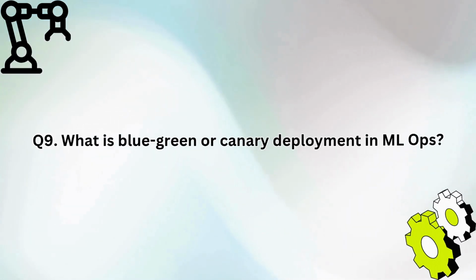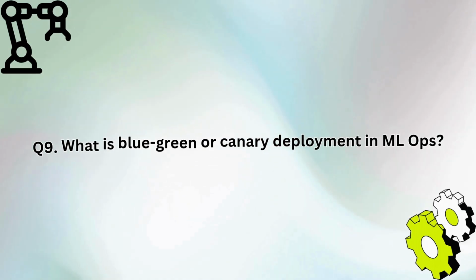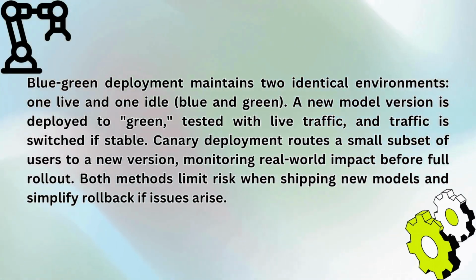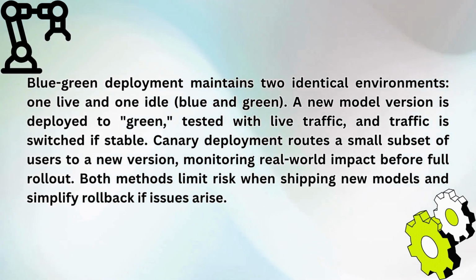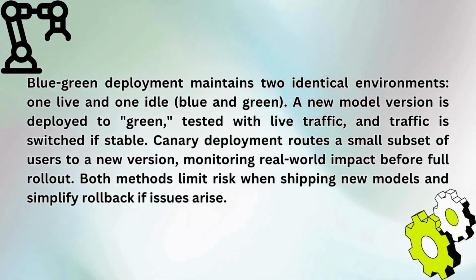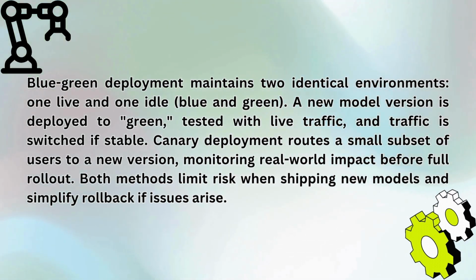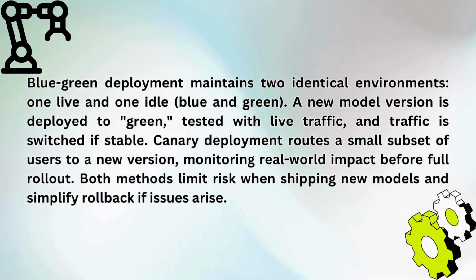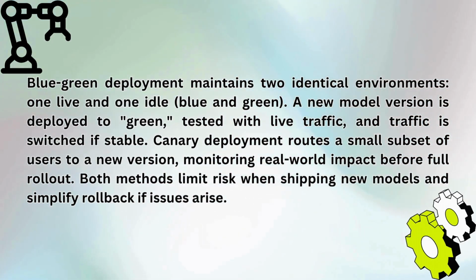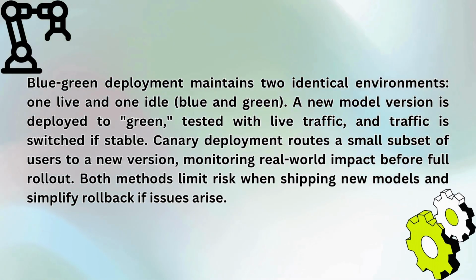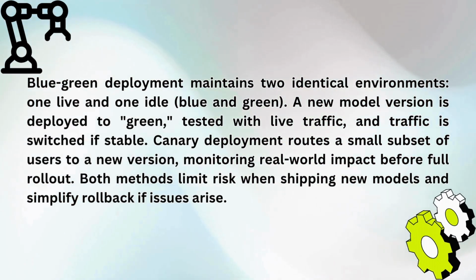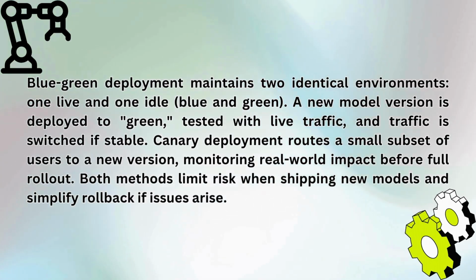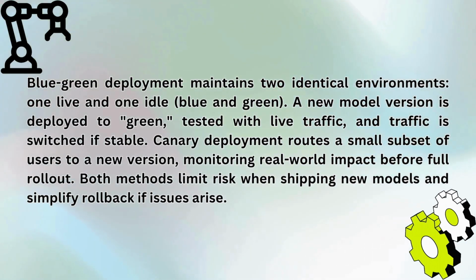What is blue-green or canary deployment in ML Ops? Blue-green deployment maintains two identical environments, one live and one idle, blue and green. A new model version is deployed to green, tested with live traffic, and traffic is switched if stable. Canary deployment routes a small subset of users to a new version, monitoring real-world impact before full rollout. Both methods limit risk when shipping new models and simplify rollback if issues arise.